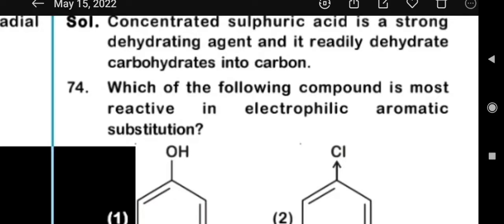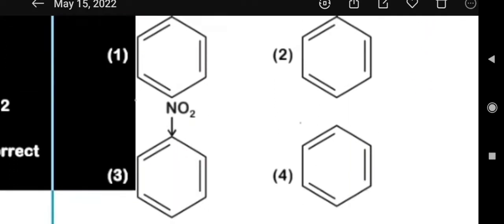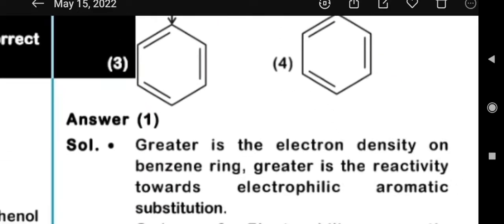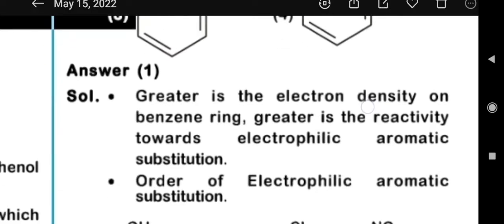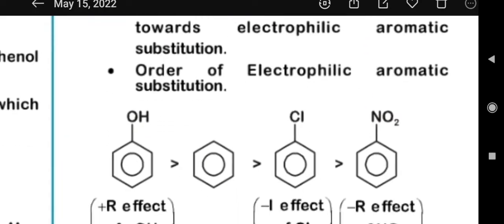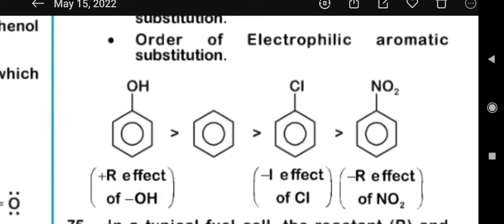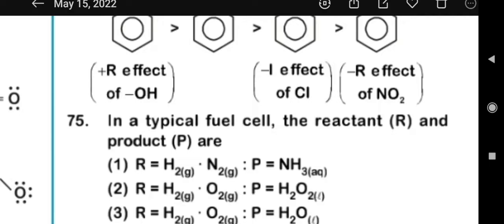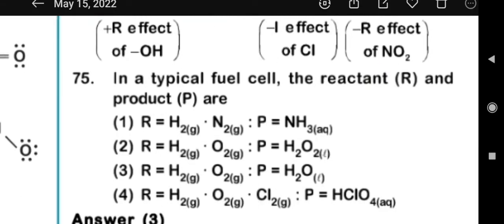Next question: which of the following compounds is most reactive in electrophilic aromatic substitution? Phenol, chlorobenzene, nitrobenzene and benzene. So the answer will be phenol, because the greater the electron density on the benzene, the greater the reactivity towards electrophilic aromatic substitution. The order of electrophilic aromatic substitution is: phenol will be the highest, then benzene, then chlorobenzene, then nitrobenzene, because in phenol the OH group is showing a plus R effect, while chlorobenzene has minus I and minus R.